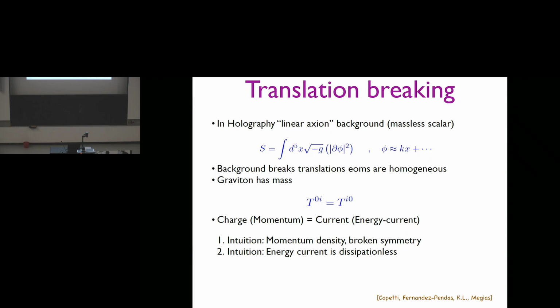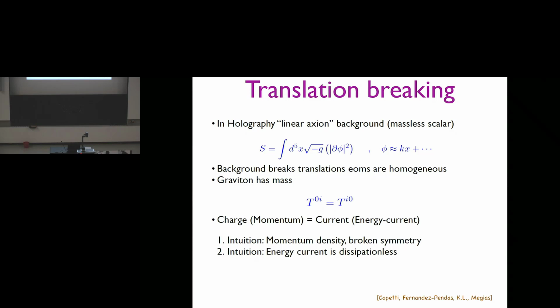And there are two things you could say. First, you could say the charge, so this T0i in a relativistic theory, you probably call the energy current, where this is momentum density. And so what's broken is momentum density, because that's the conserved charge. So I have broken that charge by this background, and so you would think there is a modification to the anomalous transport. On the other hand, it's also the energy current, and as a current, you would think it's dissipationless. So it's a little bit of a puzzle, and intuition doesn't clearly tell you what's going on.